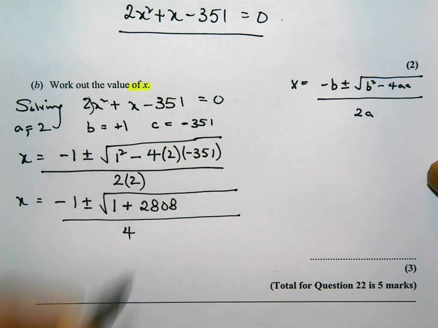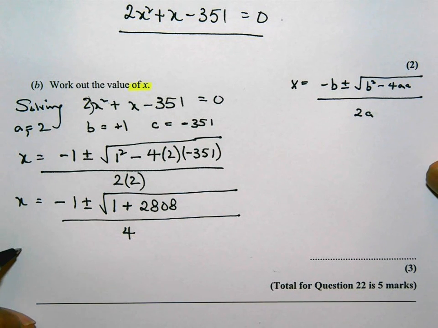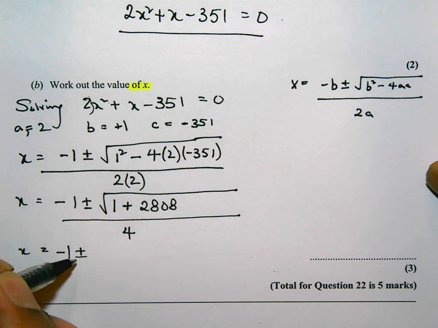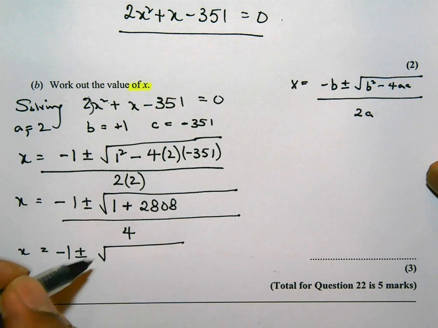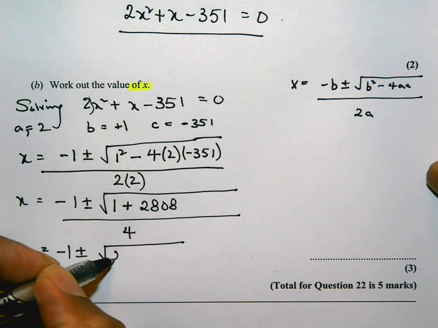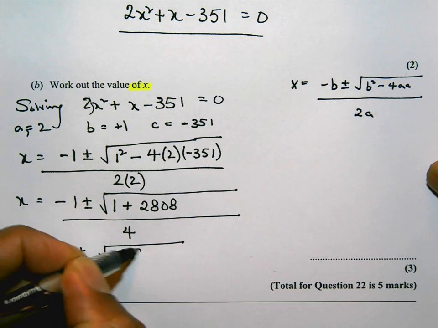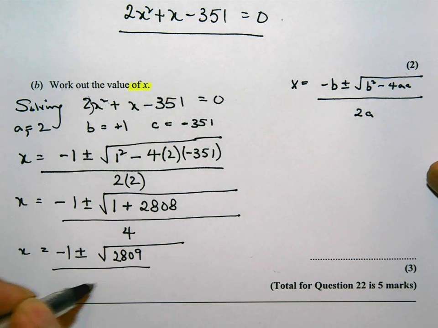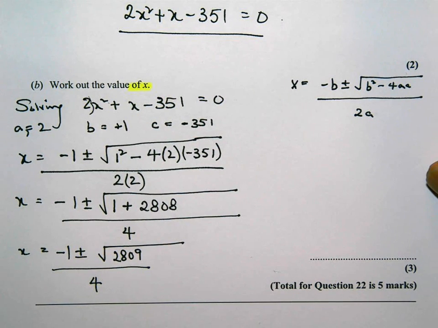So I'm actually getting closer to my final answer, and I'm just tidying this up. So I'm going to do minus 1 plus or minus the square root of 1 plus 2,808, which is 2,809, and all of that divided by 4. At this stage, I could actually put this into my calculator, but let me write the two forms of this. Just remember, the plus or minus means that there's one form of this answer with just a plus and another with just a minus.